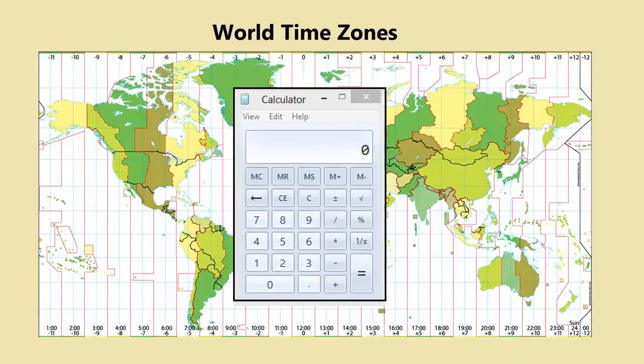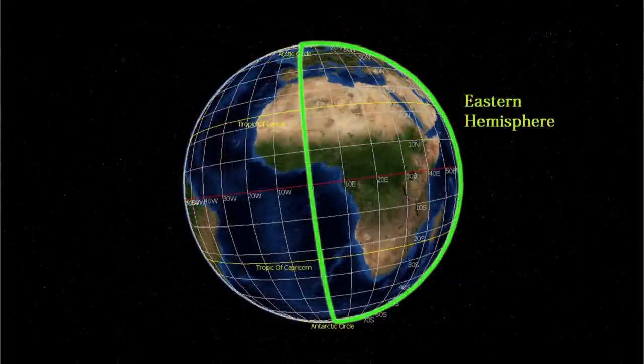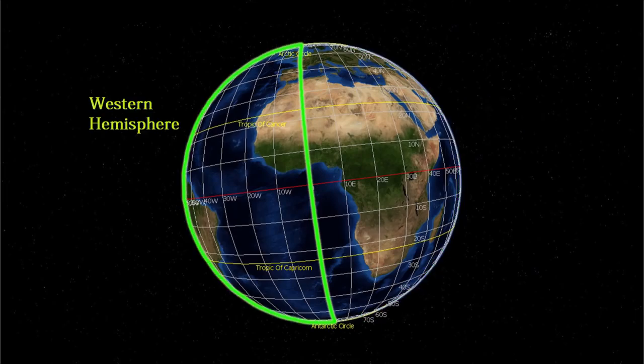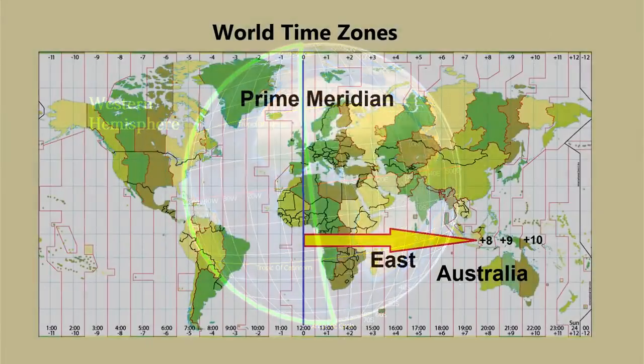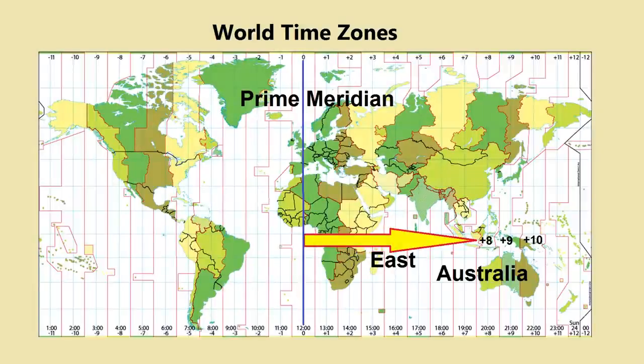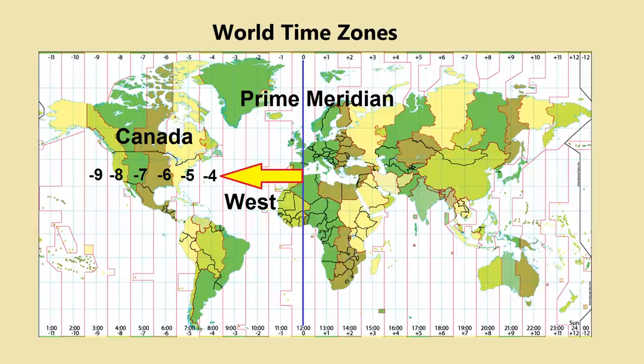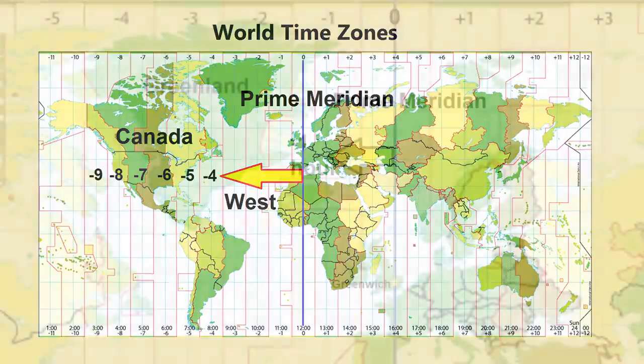Now, I will show you how to calculate time zones. First, determine whether the time zone is in the eastern or western hemisphere. If the time zone is east of the prime meridian, such as Australia, it will be at an earlier time than Greenwich Mean Time, or GMT. If it is west of the prime meridian, such as Canada, it will be a later time.